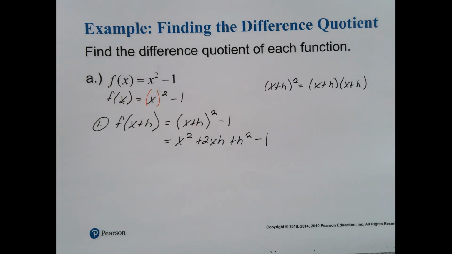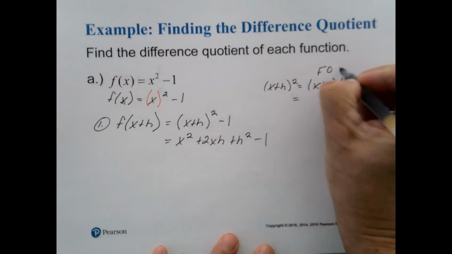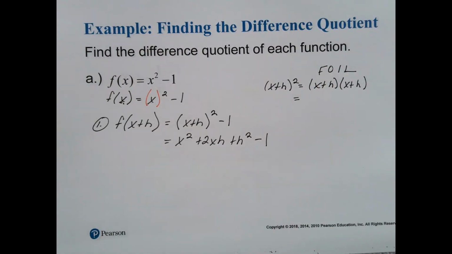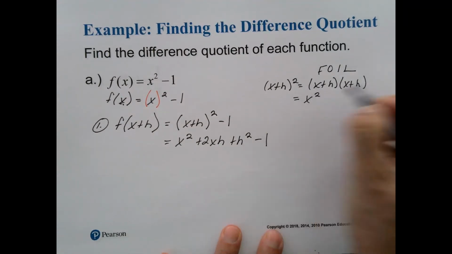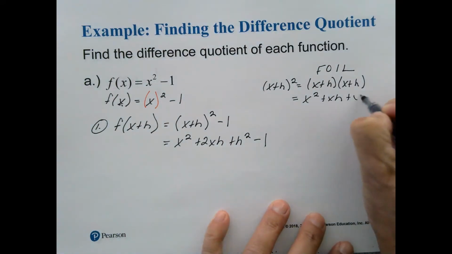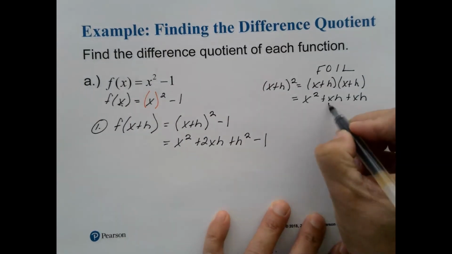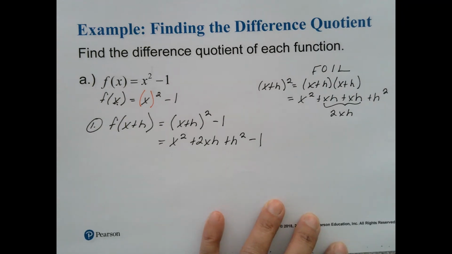Any questions on how we got there? Where did the 2 come from in that? Sure. From the O and the I of FOIL. Okay? First, x times x is x squared. Outer is x times h. Inner is also x times h. That's 2 of them. And then finally, h squared. Oh, I get it. You're welcome.